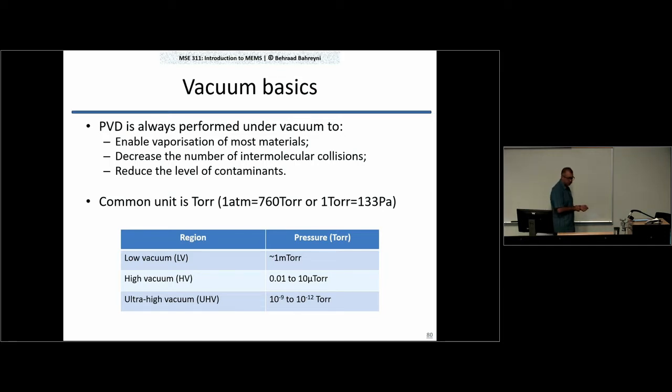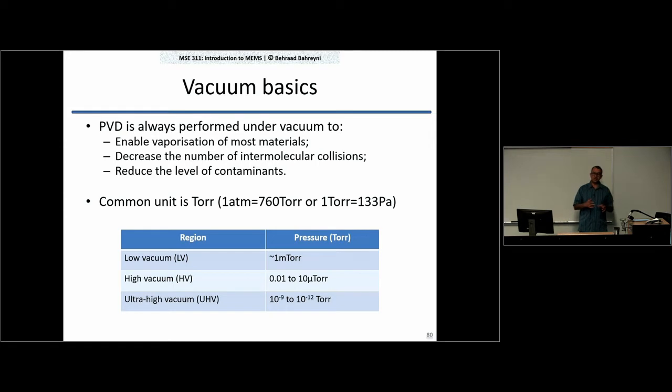So low vacuum is about 1 millitorr, right? So it's about 1/1,000,000th of the atmospheric pressure. High vacuum is somewhere around 0.01 to 10 microtorr. So another 2-3 orders of magnitude of decrease in pressure. Basically 10 to the 8, 10 to the 9 times less pressure than atmospheric pressure. And ultra high vacuum, that is 10 to the -9 torr or less. We do not do any processing at ultra high vacuum levels other than MBE that was mentioned earlier.